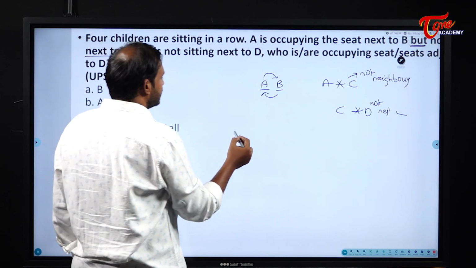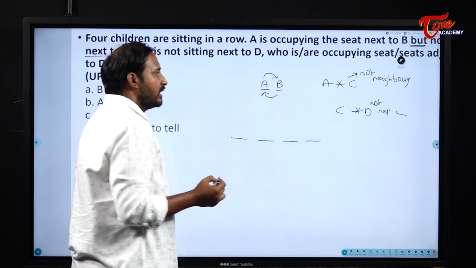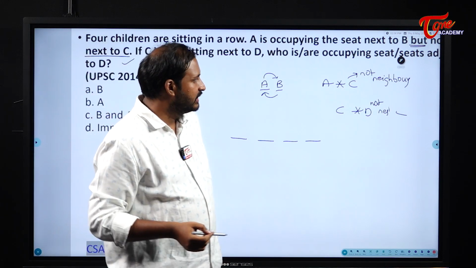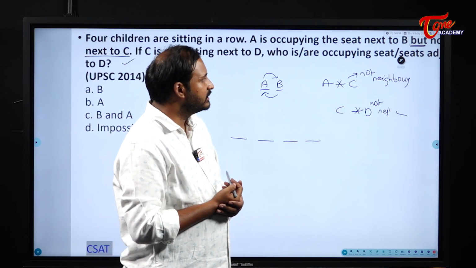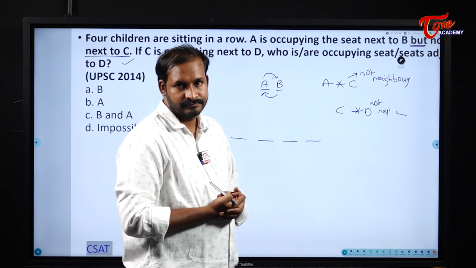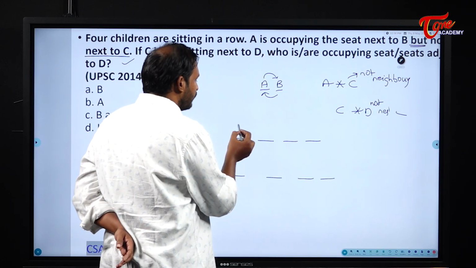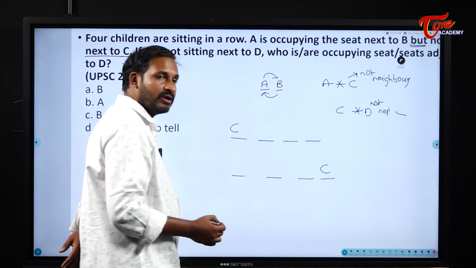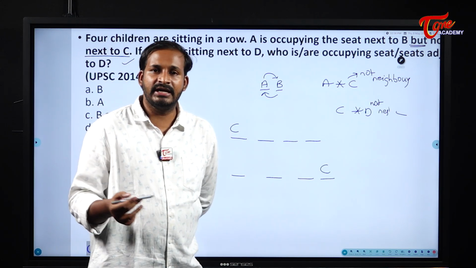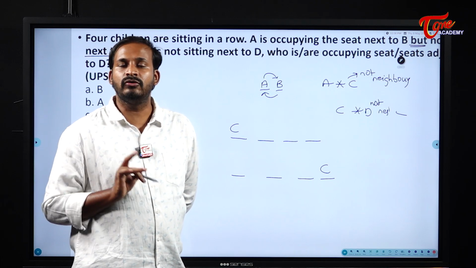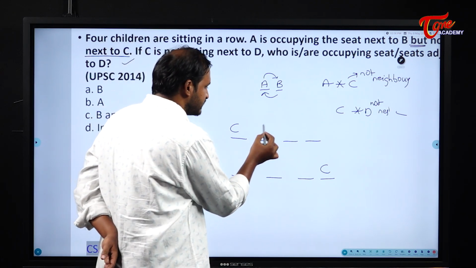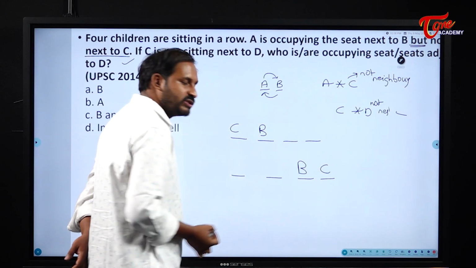Now total how many children are there? 4 children. Now see here students, C is not a neighbor to A and C is not a neighbor to D. So where can I put C? Definitely at one corner. Then only it is possible. Why? Because C is not a neighbor to A and D, C will obviously become a neighbor to B. So there are two chances, CB or BC. These are the two chances which we have.